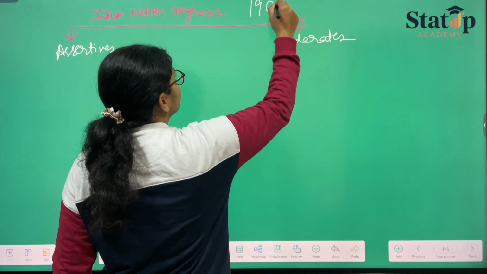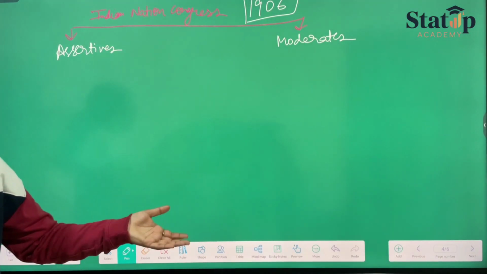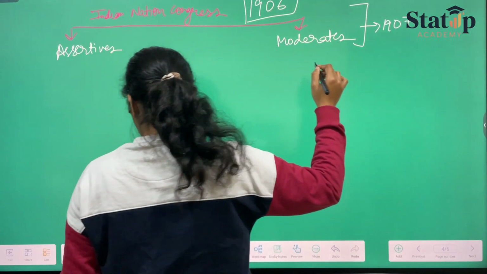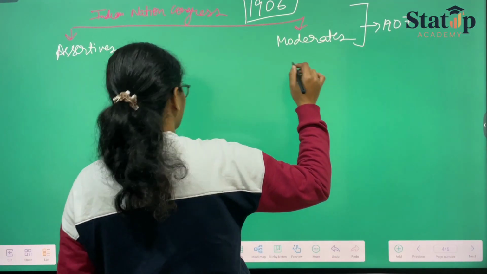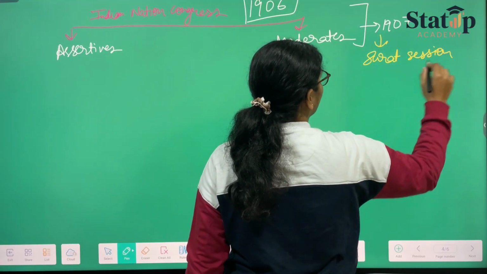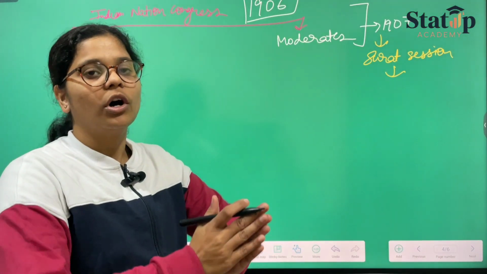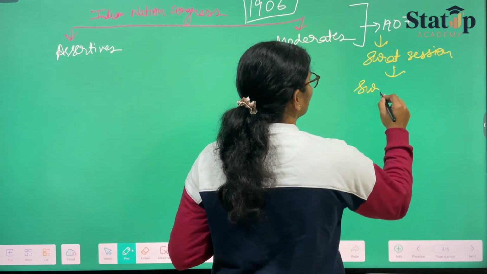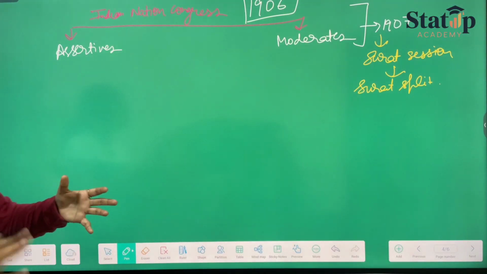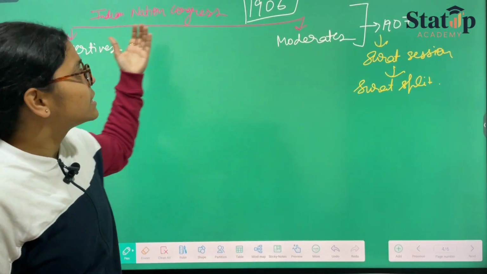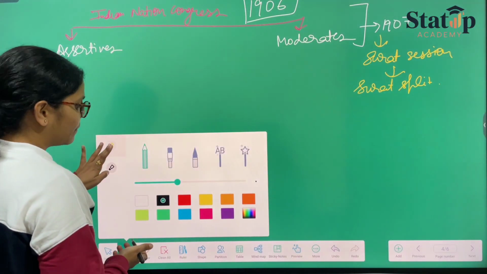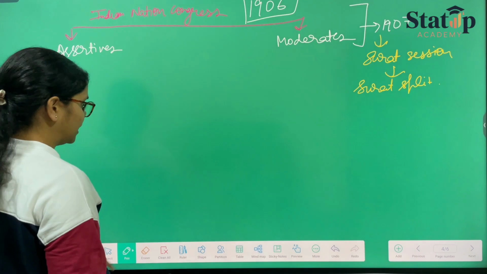Up till 1906 they were together, but in 1907, at the Surat session, the National Congress got split. That is known as the Surat split. Why did they split? Because of the different mindsets of the leaders, that is the assertives and the moderates. The splitting was there. Okay, अगर हम moderates की बात करते हैं तो what did moderates actually believe in?